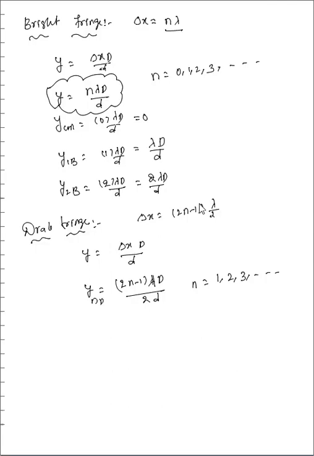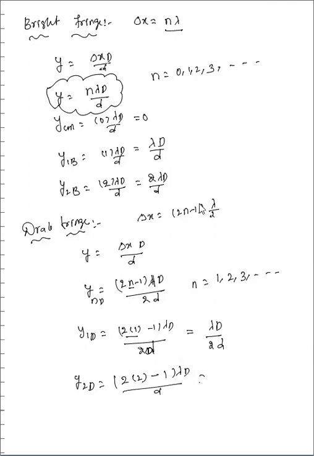If you want to write for the first dark fringe, substitute 1 in place of n: 2 into 1 minus 1, into lambda D by 2d. 2 ones are 2, 2 minus 1 is 1, so that's lambda D by 2d. For the second dark fringe, substitute 2: 2 into 2 minus 1 is 3, so 3 lambda D by 2d. This is the dark patch and the white patch we have discussed.